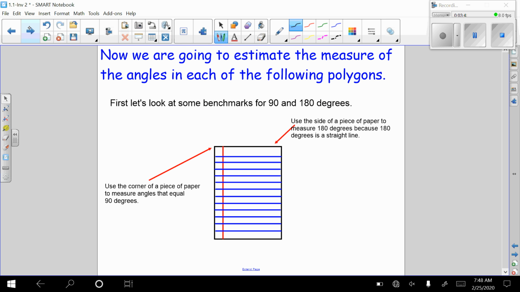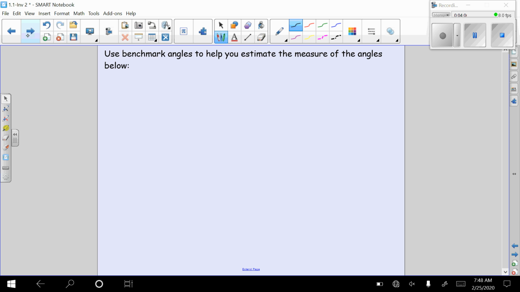We are going to estimate the measures of angles in each of the following polygons. Let's look at some benchmarks. The 90 degrees and the 180 degrees are good benchmarks to use. 90 is like the corner of a paper. 180 is like the lines going across the paper. Use the benchmark angles to help estimate these angles.